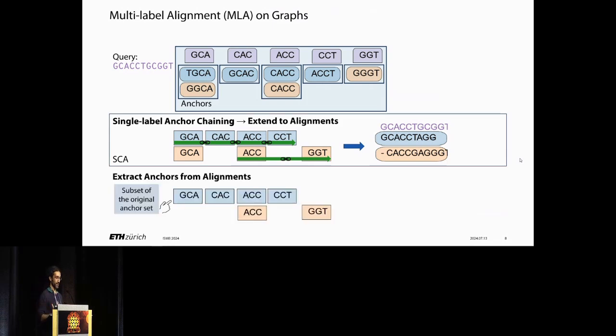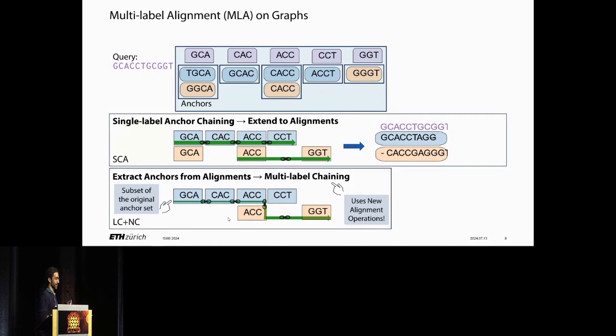Afterwards, we extract anchors from these single label alignments, producing a subset of the original anchor set. So then given this smaller subset, we can then do a multi-label chaining, allowing us to take advantage of some new alignment operations that we introduce, to be able to combine fragments from different alignments to different labels. And we refer to this as LC plus NC, and in the next slide, you'll see where these acronyms come from.